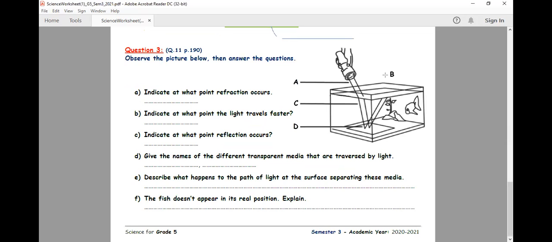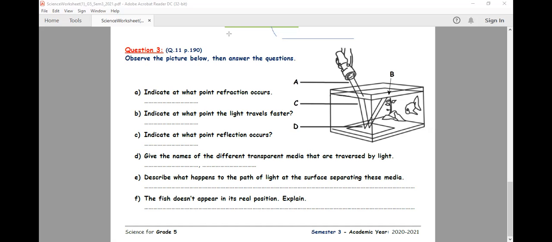Here I have different points. We still did not finish. We still have a question. B is the surface of separation between the air and the water. So we have here an aquarium with a fish in it, and at different points.